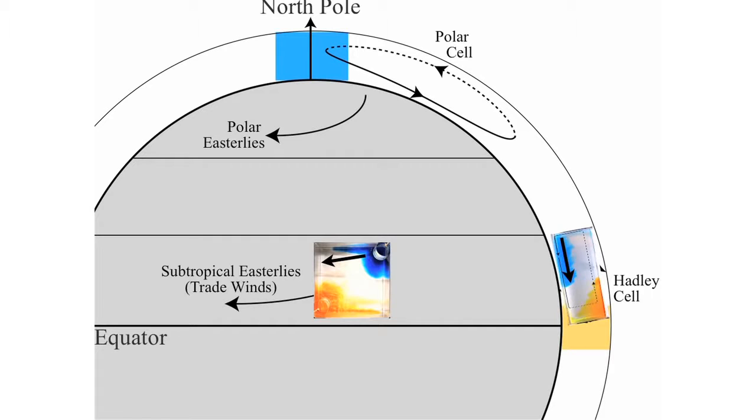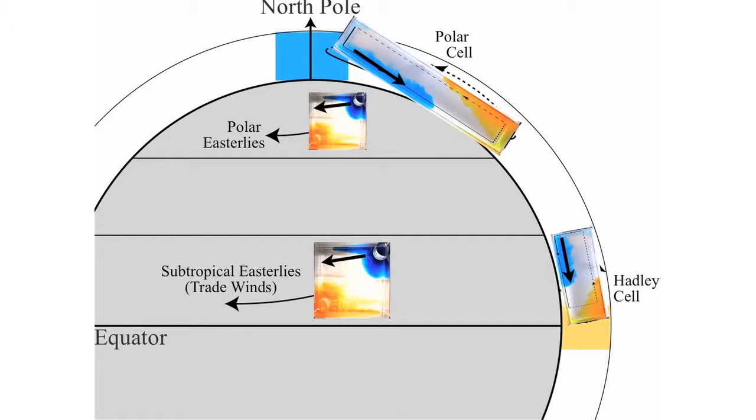Near the pole, you have a polar cell going from the pole down to about 60 degrees north. The fluid is again traveling from north to the south, and it is again deflected by Coriolis off to its right. So again, you get easterlies.